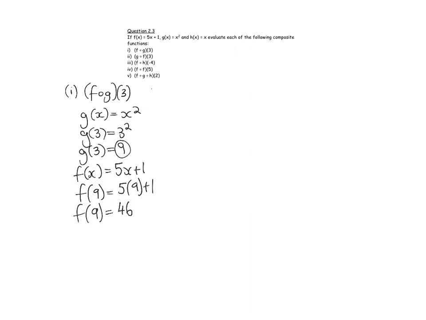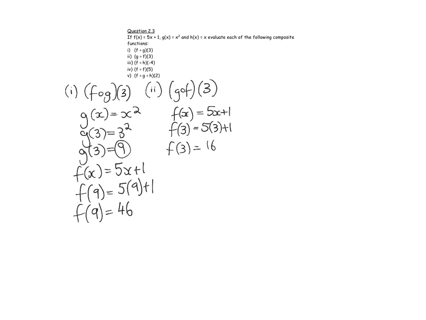The second one then is (g∘f)(3). So for this one we start with f(x), so it's f before g, and f(x) is 5x + 1. So f(3) is going to be 5 times 3 plus 1, which is 15 plus 1, which is going to give us 16.